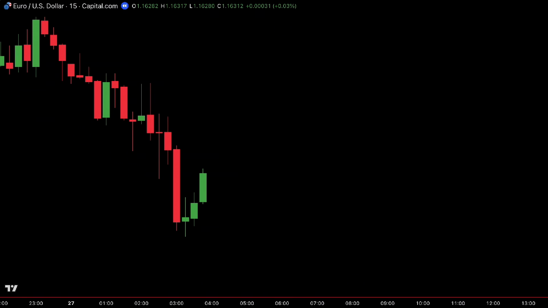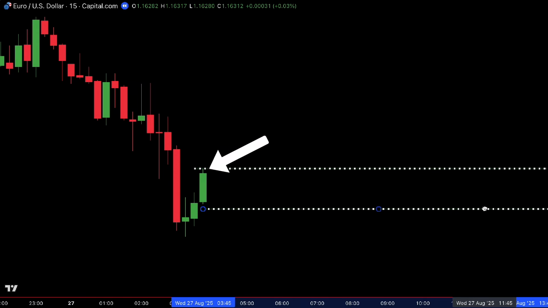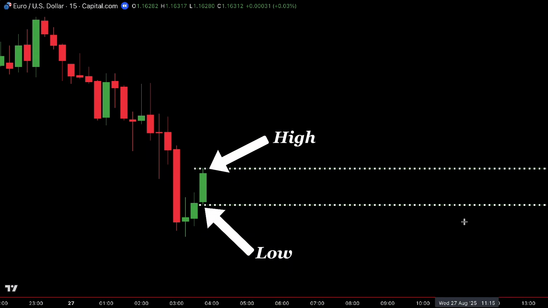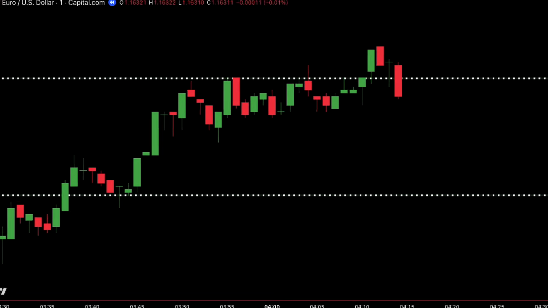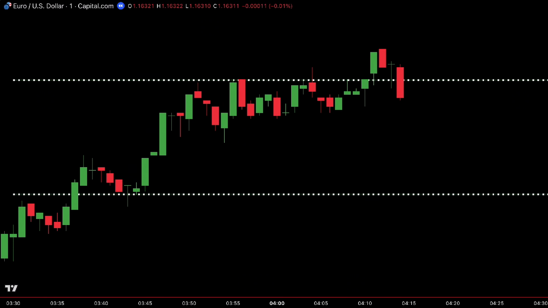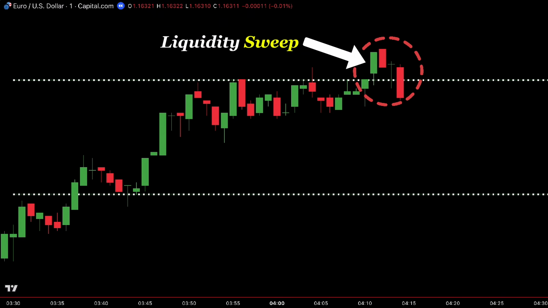Now let's look at another real chart example. Again, start with a single candle. Draw its high and low to form the range. The next candle breaks above the range, but then closes back inside it. Now switch to the 1-minute chart. Observe what happens. Price breaks the range, then closes back inside it, creating another liquidity sweep.